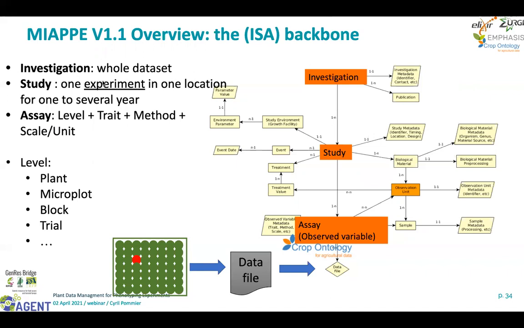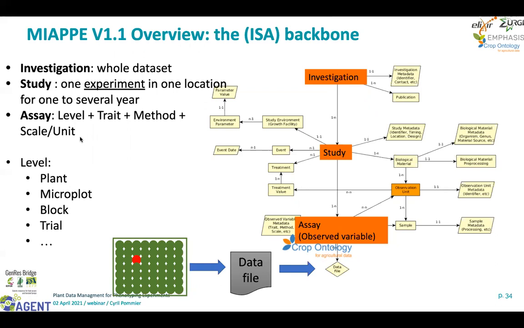Here, the investigation is your whole dataset with all of your locations and all of your experiments. The second level are the studies. One study is one experiment in one location for 1 to several years. 1 to several because for maize, you've got one experiment by year, one study by year. But of course, for poplar, you've got one experiment over several years, perennial plants.